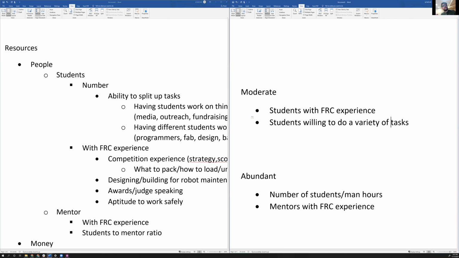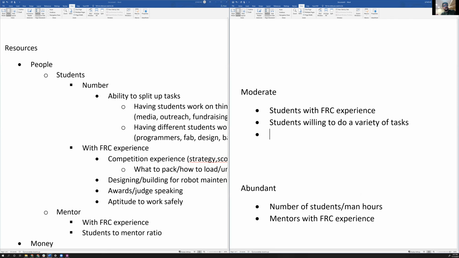All right, so I'm going to say mentor to student ratio. Okay. So I think that covers the people aspect here. Is there anything else that people think we need to break down more with moderate, abundant, or critical for Brian?